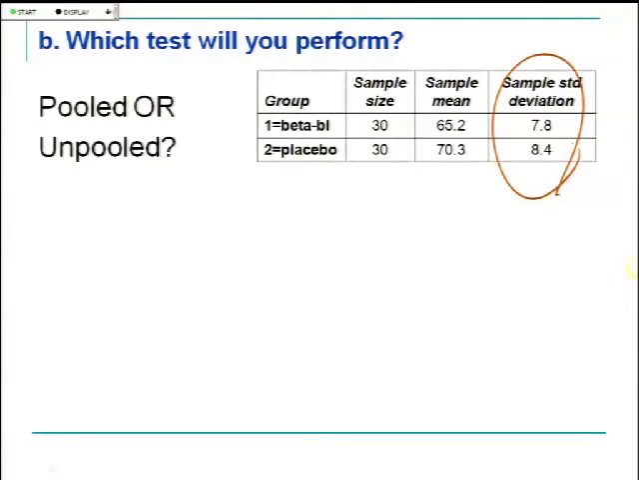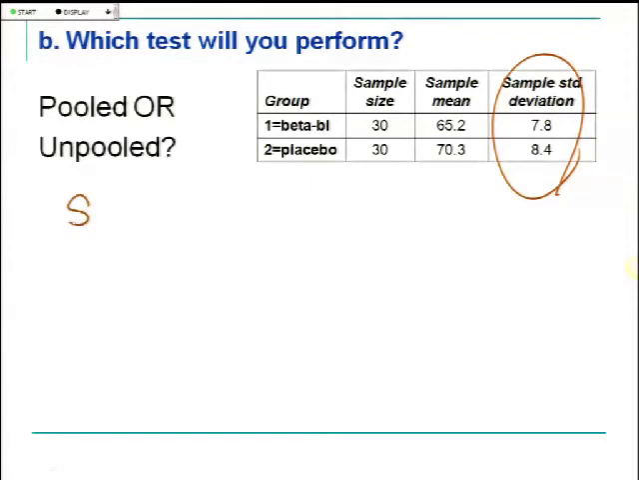So what could we say here? What do you think? 7.8 and 8.4? Those are similar. They're comparable. We talked about one rule of thumb, which is kind of what Levene's test does. It takes those 2 S's, actually the S squareds, and puts them in a ratio. And whenever one is more than twice the other, then you're starting to get a little worried about pooling being okay and sticking with the unpooled.